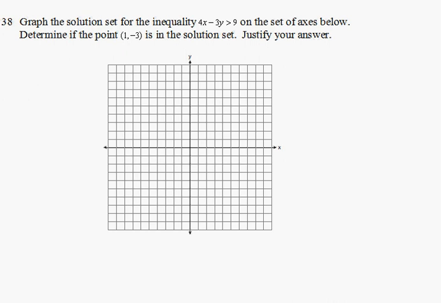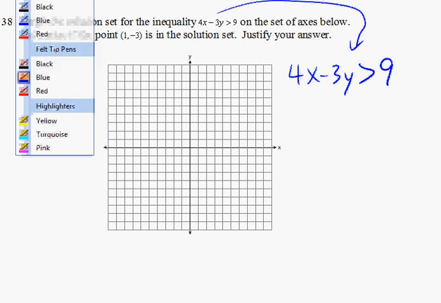Number 38 is an inequality question and is asking you pretty much to graph it out on this little graph over here on your paper, and to justify if the point 1 comma negative 3 is part of the solution set. Well, first to graph it, you need to change that inequality, 4x minus 3y is greater than 9, right? And actually solve it in terms of y. Like isolate the y.